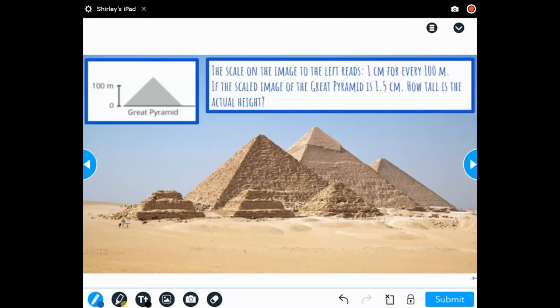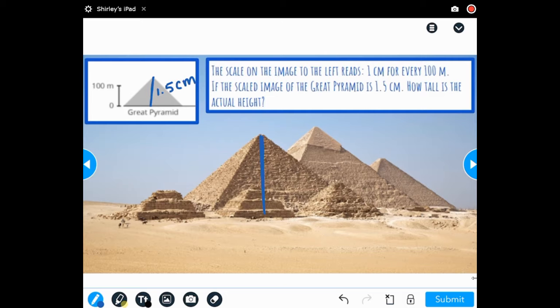Alrighty, so this problem reads, the scale on the image to the left reads 1 centimeter for every 100 meters. If the scale image of the Great Pyramid is 1.5 centimeters, how tall is the actual height? Okay, so the first thing we know is that this scaled image is 1.5 centimeters. And we need to figure out in the actual image that was built, how tall is the actual Great Pyramid?